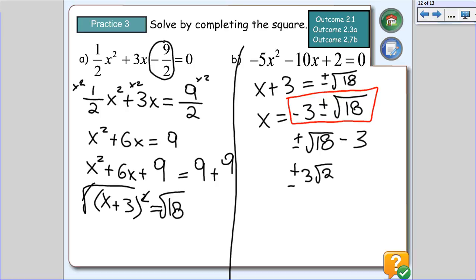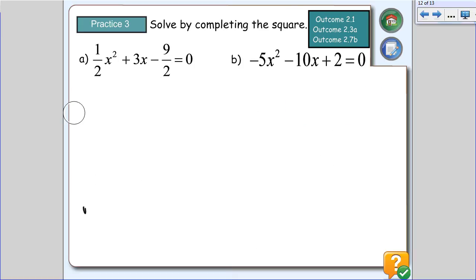Okay. Let's do B. Hand up. What's our first step? Tyrese: move the 2 to the other side. Subtract 2 from both sides. That's your first step. And I'm going to start on the left again. So negative 5x squared minus 10x is equal to negative 2.